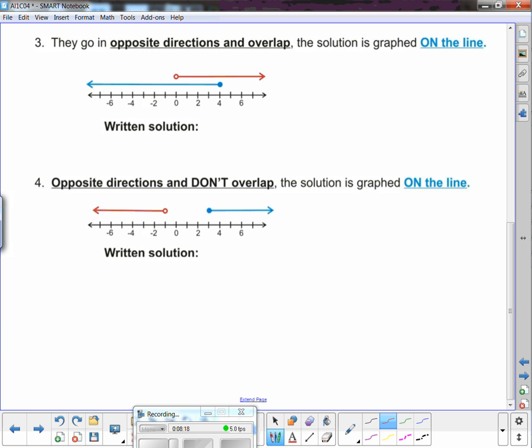All right, let's do the red one. So hopefully you look at the red and you would say the red inequality is x greater than 0. I'm going to use my word or. And then the blue one is x less than or equal to 4. Hopefully you concur.